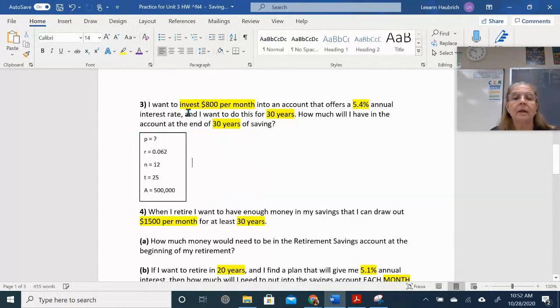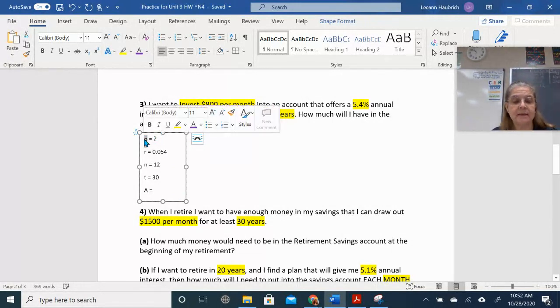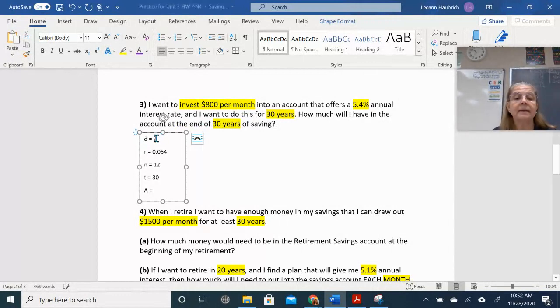And let's see. I want to invest $800 per month into an account that offers 5.4%. Well, I can get the 5.4 switched over quickly. 0.054 for 30 years. So I'm going to change the time to 30 years. I'm going to back out of the 500,000. And I know that the monthly payment, so my monthly deposit, this is now going to be a D. And they're telling me to put in 800. So I'm just identifying the variables that we have.